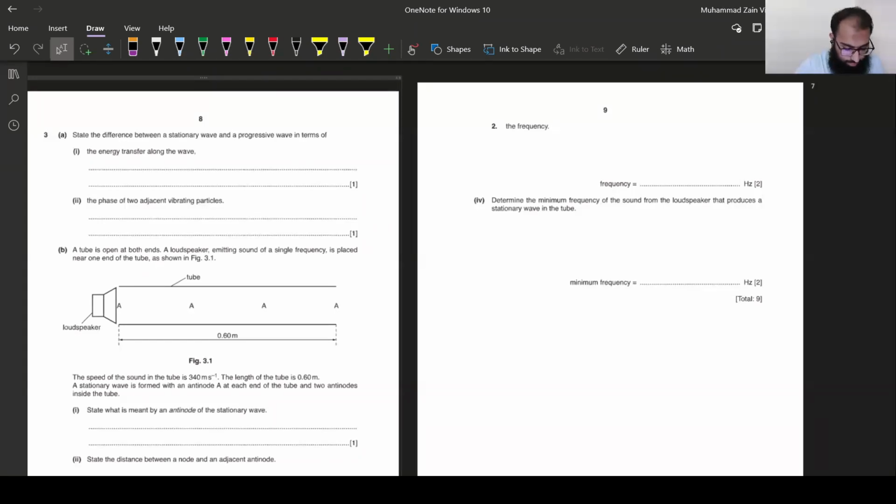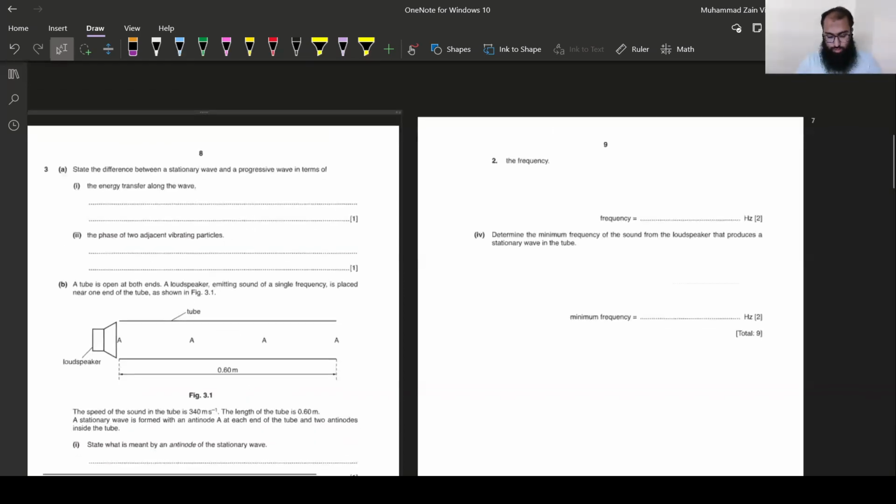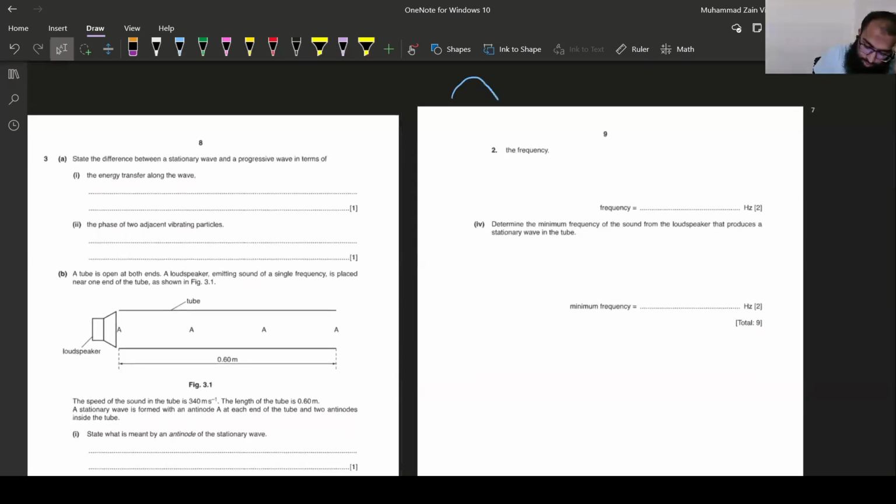The next part is the phase of two adjacent vibrating particles. When it comes to progressive waves, two adjacent vibrating particles, meaning that if this was my progressive wave for now, and this is a particle, if pink is my particle A, then the adjacent particle to this would be particle red. So how are particle A and particle B different from each other? What's the phase difference between these two?